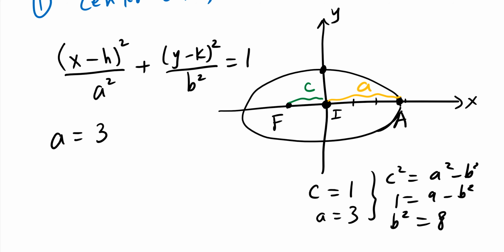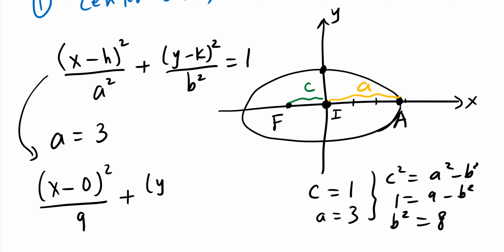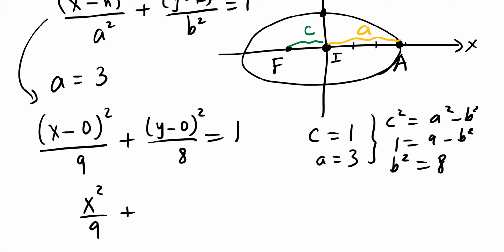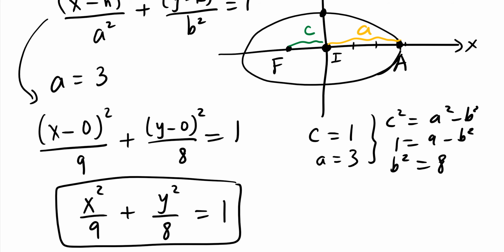b squared is 8. So then from the equation, x minus h is 0 squared, a squared is 9, y minus 0 squared, b squared is 8, equals 1. So that gives us x squared over 9 plus y squared over 8 equals 1. That's the equation we're looking for.